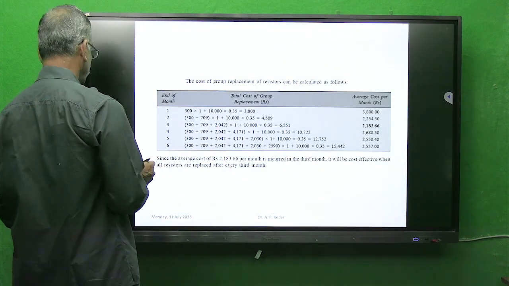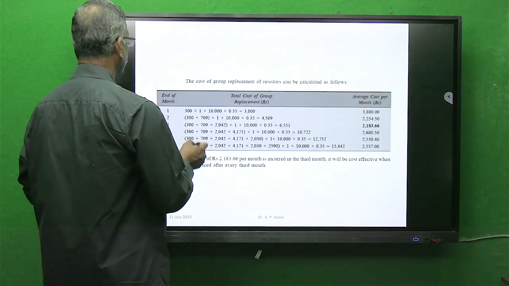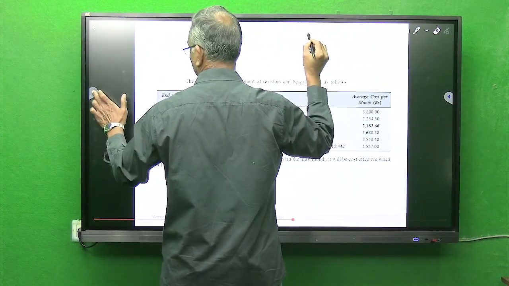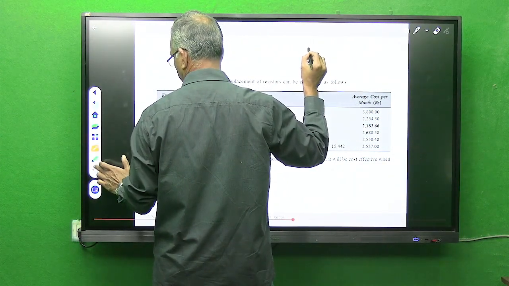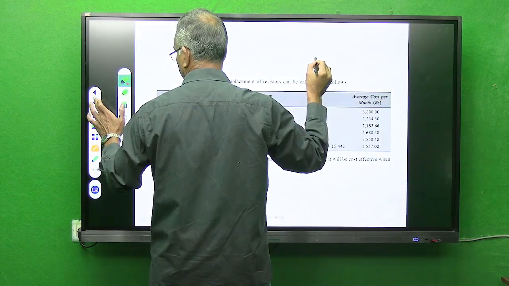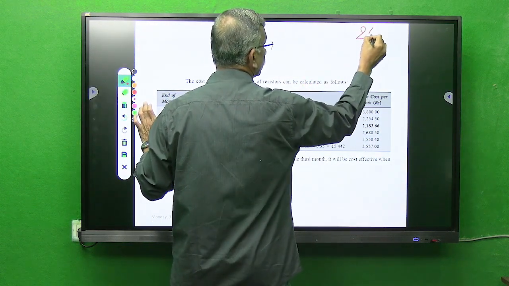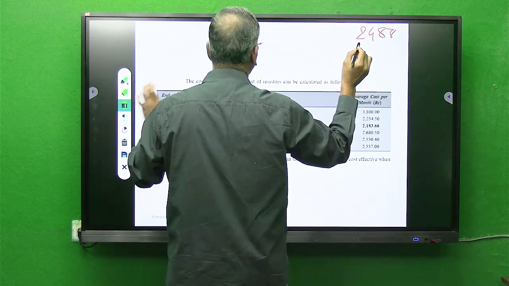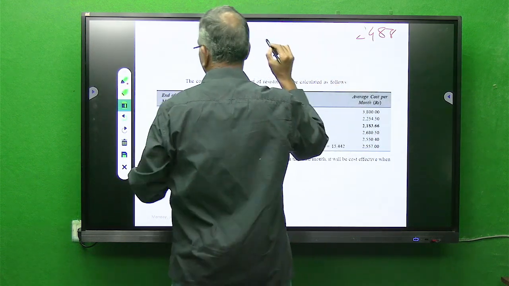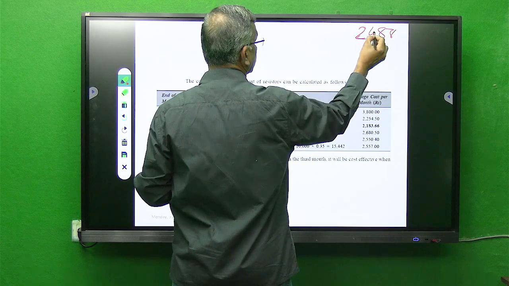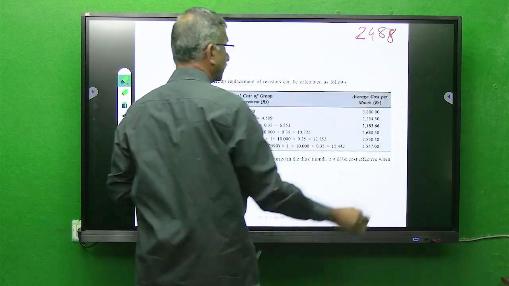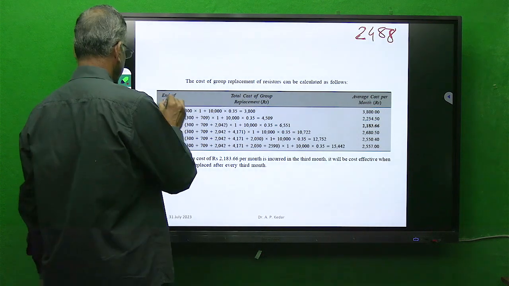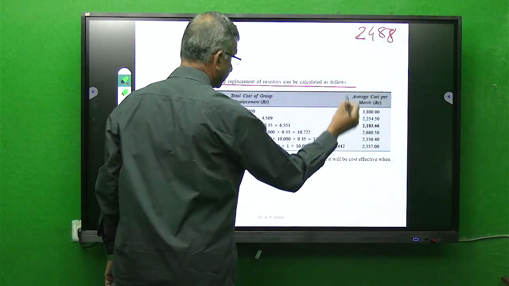Just remember this value. I will write here 2488 for our analysis. 2488 is the average cost of individual replacement that came out in the last slide. Now see the cost of group replacement.